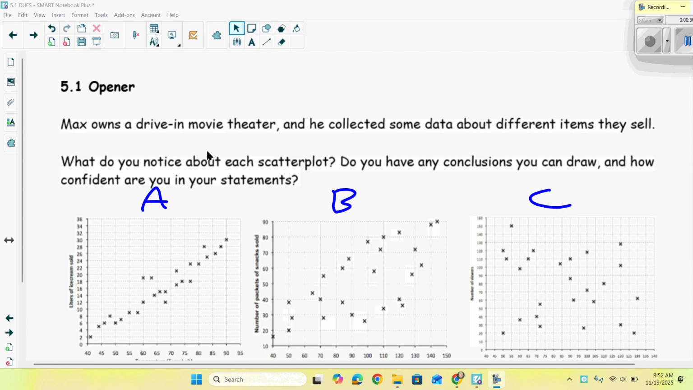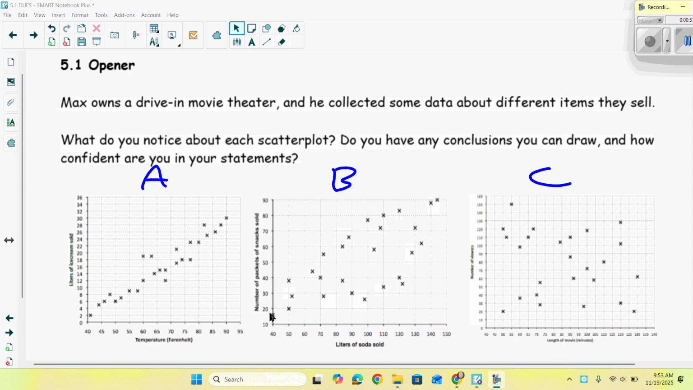Max owns a drive-in movie theater. He collects some data about different items that they sell. Now, if Max buys the right stuff, he's going to buy enough to sell every time and not have to either throw it away because it spoils or sell it cheaper. So he wants to do a good job of accurately getting his inventory. What do you notice about the scatter plots? Do you have any conclusions?